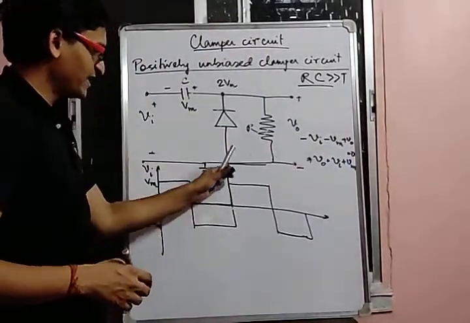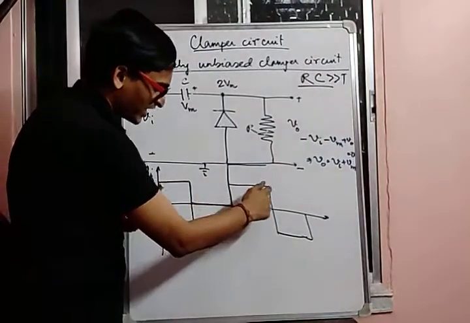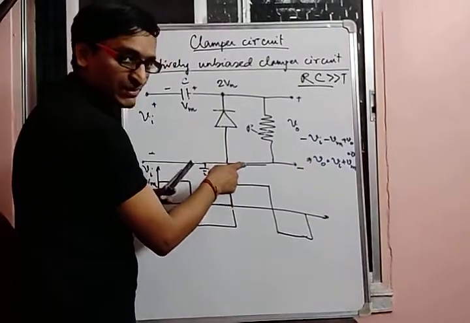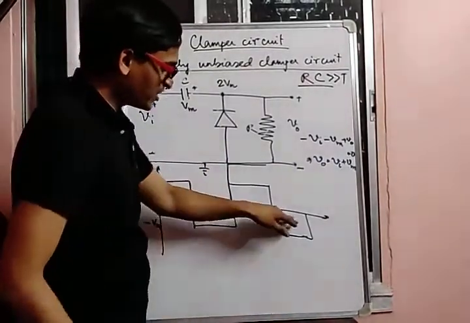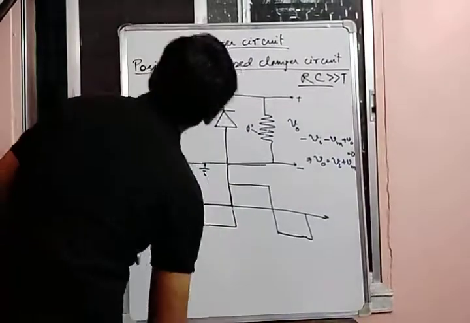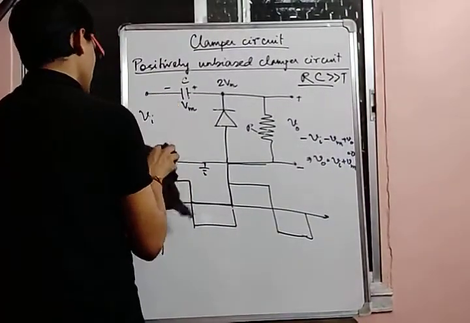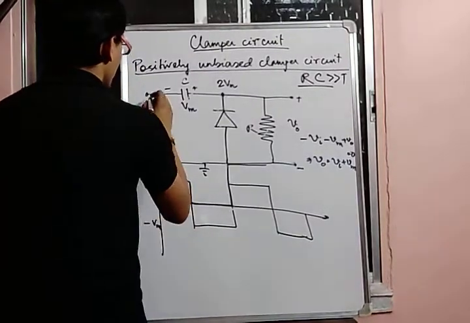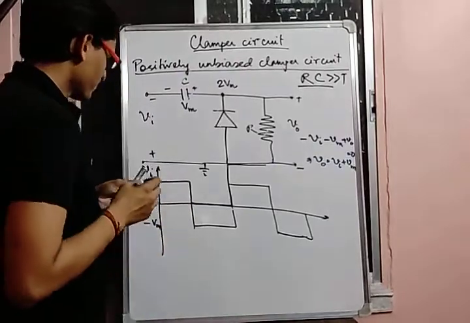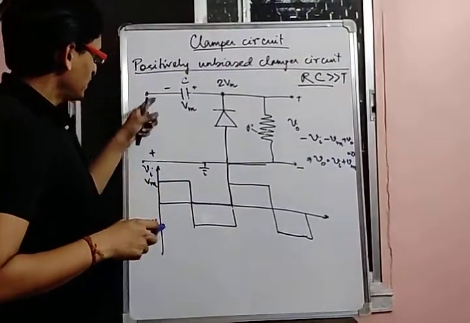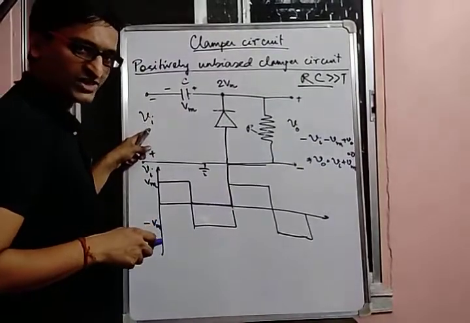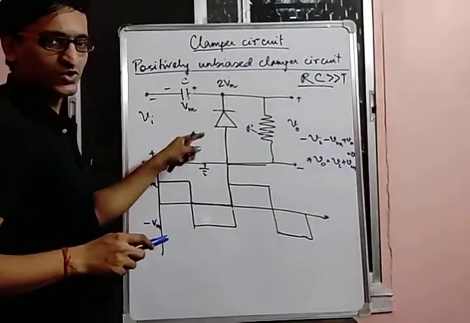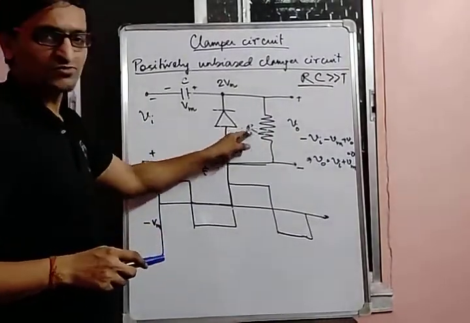Now the input voltage is varying like this, this black one. If I add Vm to it, the output voltage will basically get doubled. Now what will happen during the negative half cycle? During the negative half cycle, this is minus, this is plus. These two voltages will basically cancel out each other. As a result, the output voltage will be 0. No current will flow, so the output voltage will be 0.